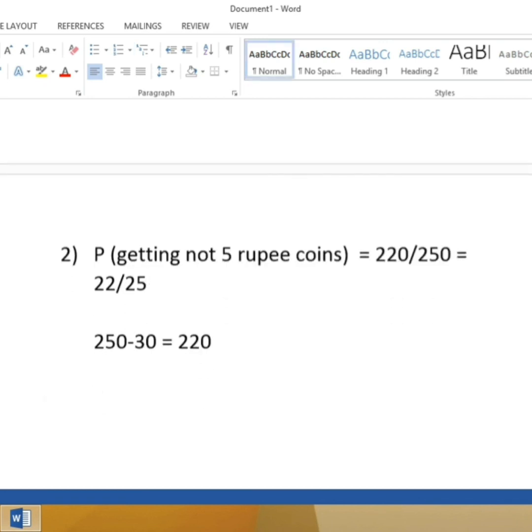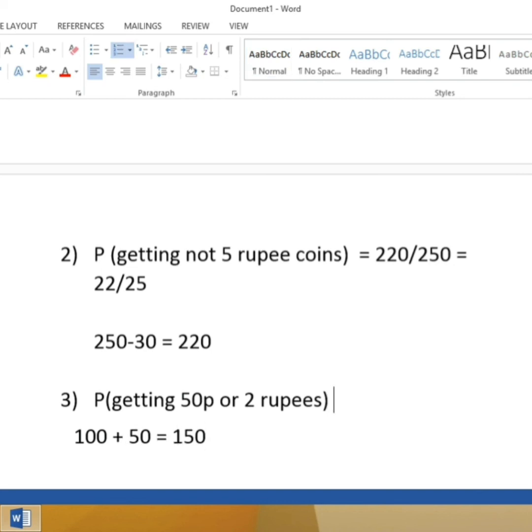Next, third part of the question. The probability of getting a 50 paise or 2 rupee coin. We need to add both the options, how many 50 paise and how many 2 rupee coins. That will be the possible outcomes. 100 plus 50, that's 150. So the probability of 50 paise or 2 rupees is 150 by 250. That's going to be 3 by 5.